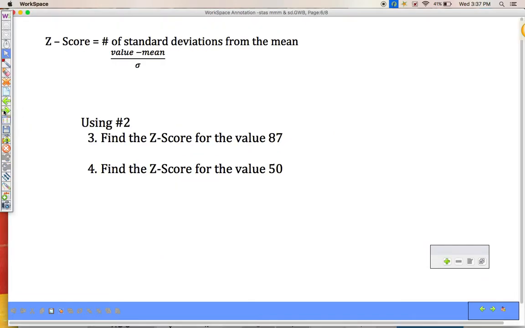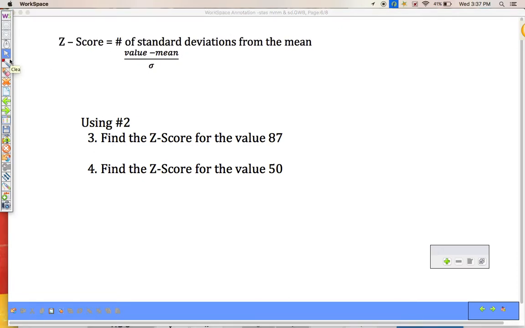All right, z-scores. Z-scores are used to compare data that isn't the same. It gives you the opportunity to compare apples and oranges. A z-score is going to be the number of standard deviations we are away from the mean. Your math is going to be your value that you're using, like 87, minus your mean divided by your standard deviation, and that's going to tell you how many z-scores you are away from the mean.